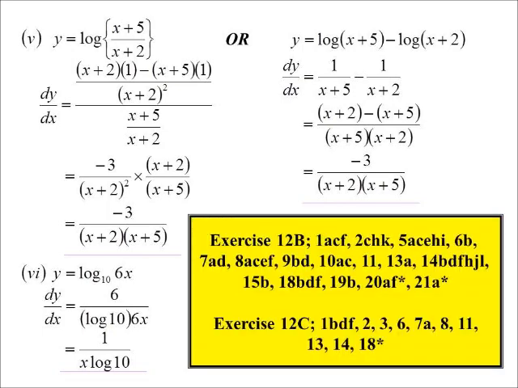Okay, 12b, 12c. You'll see there's a mixture of questions in there on just differentiating, but then of course all the applications we saw, curve sketching and things like that, using, now we've got log functions in there as well.